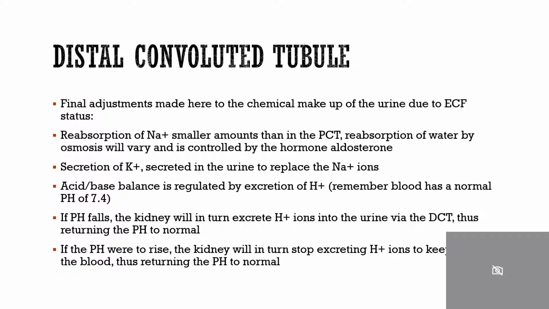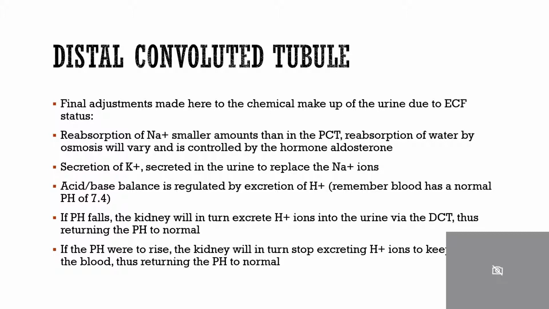The acid-base balance is regulated by the excretion of hydrogen, and remember blood has a normal pH of 7.4. If pH falls, the kidney will in turn excrete hydrogen ions into the urine via the distal convoluted tubule, thus returning the pH to normal. If the pH were to rise, the kidney will in turn stop excreting such ions to keep them in the blood, thus returning the pH to normal. This is all part of the process of the balancing and homeostasis of the body.